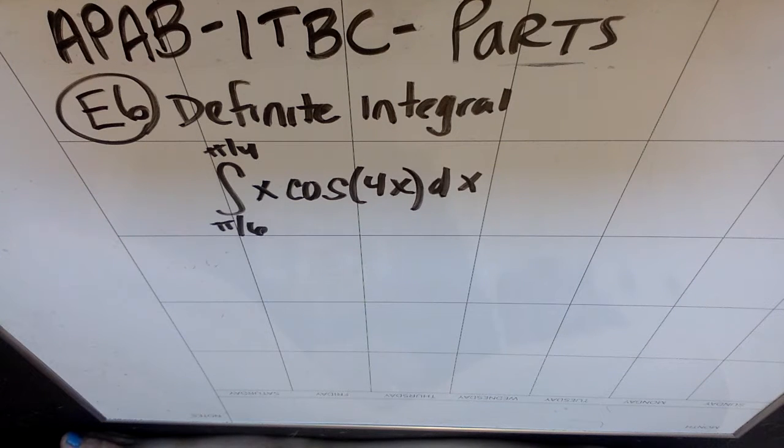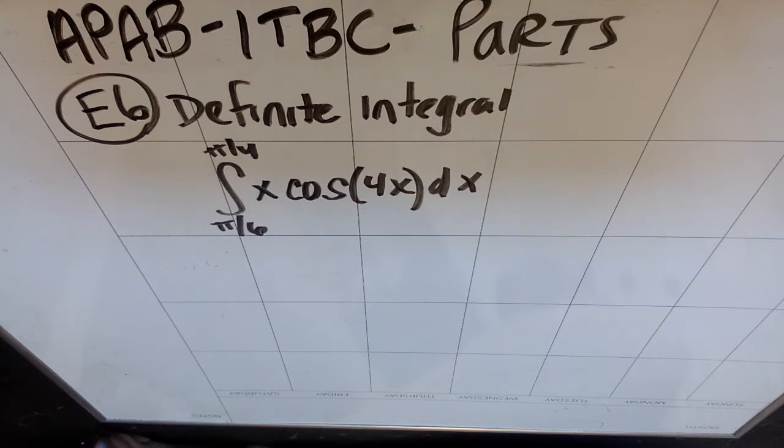AP Calc AB/BC, Intro to BC, topic number 1, which is parts. So example 6 is talking about a definite integral, right? So this is an integral with bounds. So we integrate it the same way.